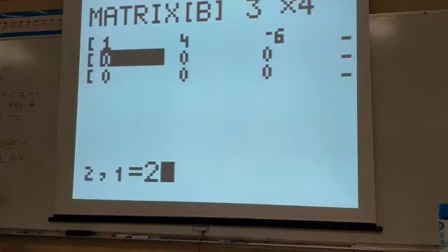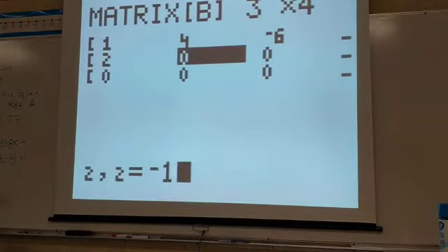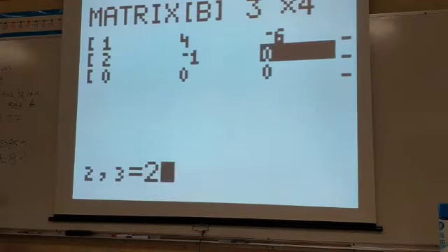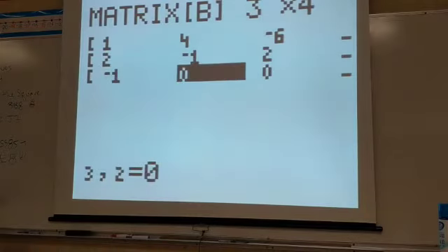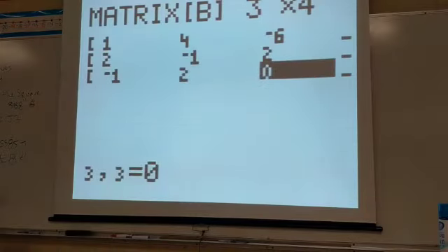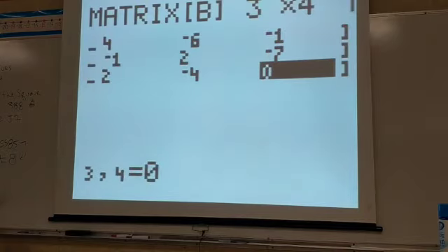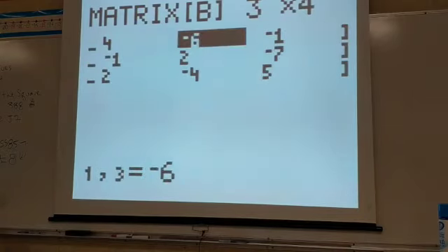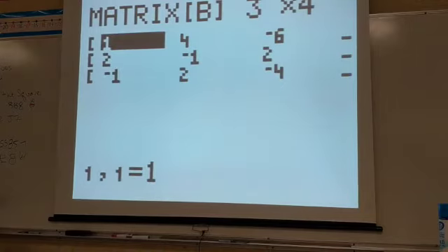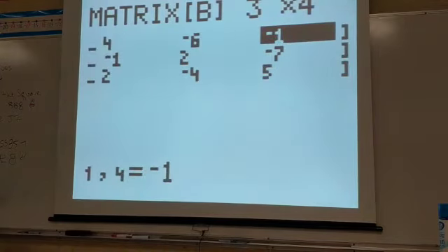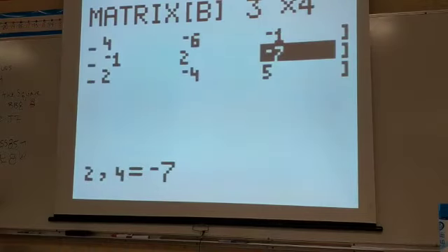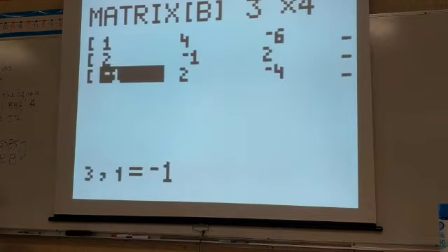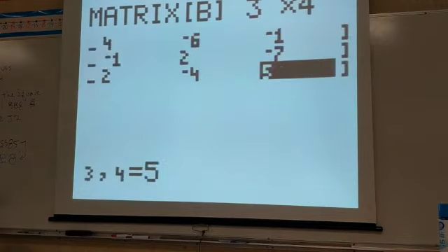Second equation, I have 2x minus 1y plus 2z equals negative 7. Remember, you hit enter to get to the next spot. Negative 1x, 2y, negative 4z, and 5. And then it's really easy to make mistakes, so you should go back to the question and just take a look. 1x plus 4y minus 6z equals negative 1. 2x minus 1y plus 2z equals negative 7. Negative 1x plus 2y minus 4z equals 5.